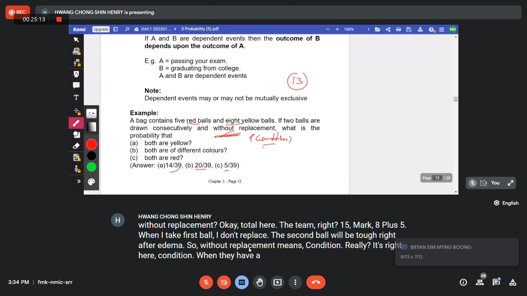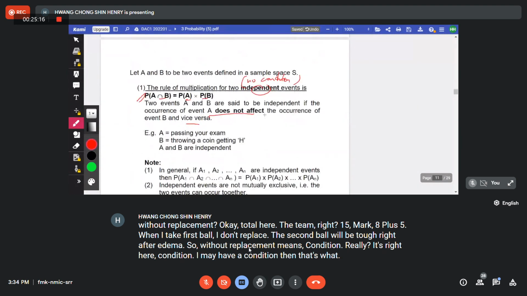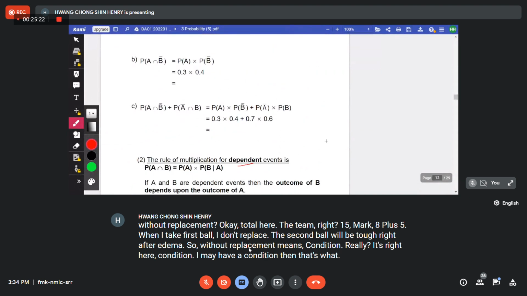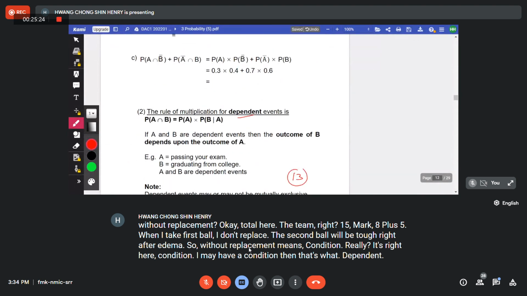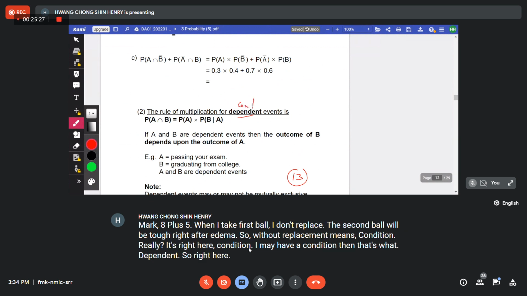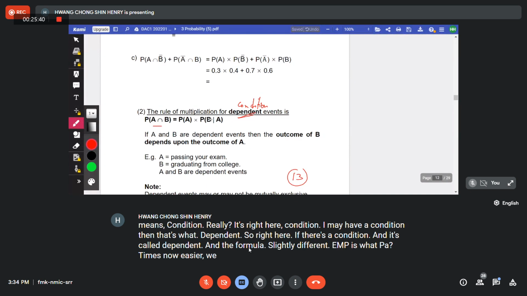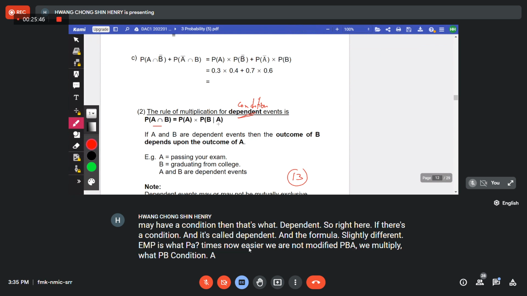When you have a condition, then that is called what? Dependent. So I write here, if there's a condition, then it's called dependent. And the formula is slightly different. P(A and B) is what? P(A) times, now you see we do not multiply P(B) here. We multiply what? P(B given A). If you take P(A), you must multiply with the condition A.